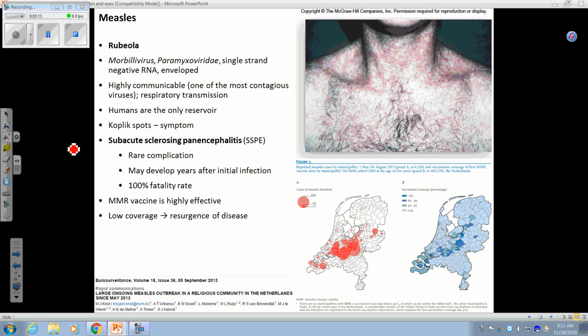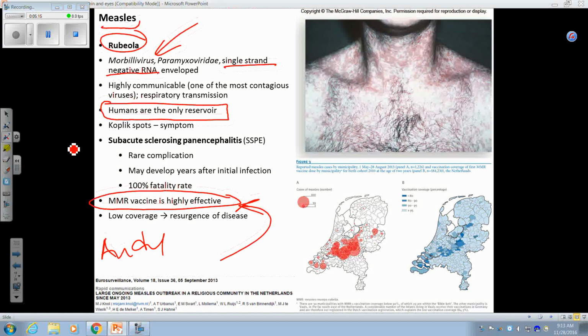Well, because of Andy Wakefield. We talked about this gentleman, the British, used to be a doctor, who suggested that this vaccine causes autism, the measles, mumps, and rubella vaccine, which is actually highly effective. It doesn't. But since then, the number of vaccinated people started to decline, and measles still circulates in the population.